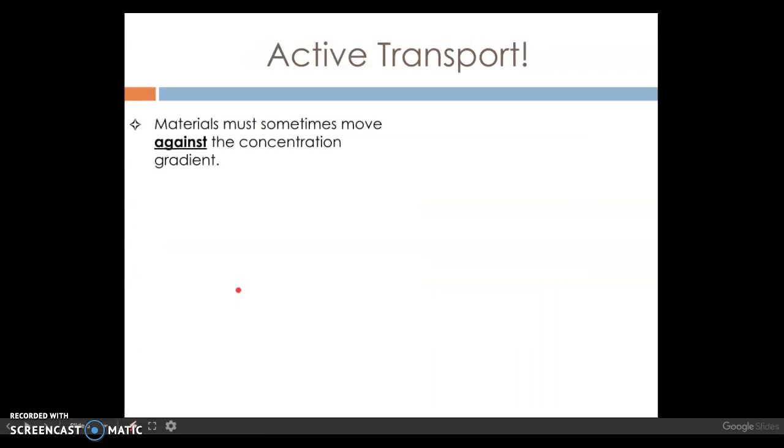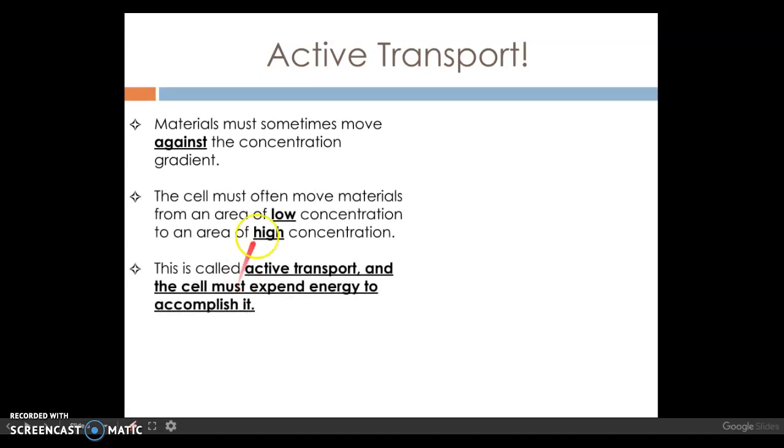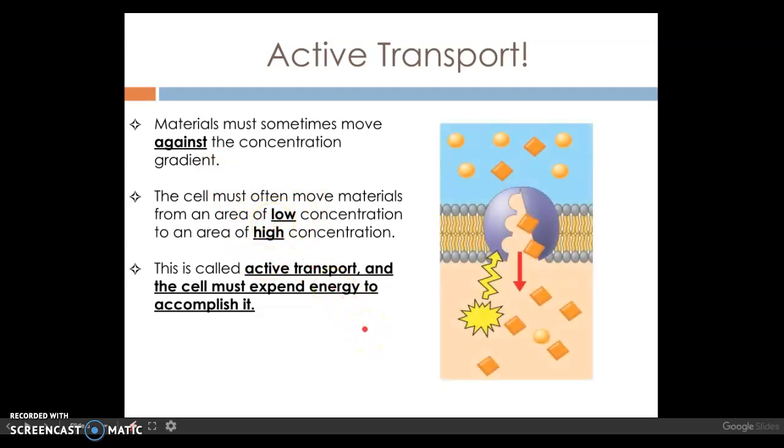Now we're getting to active transport. Sometimes molecules need to move against their concentration gradient. This means that instead of going from an area of high concentration to an area of low concentration, we're moving from a low to a high concentration. This is called active transport because the cell actually needs to use energy in order to accomplish it. This is not the natural way of things, okay? Things naturally go from a high to low concentration. In active transport, things will go from a low to high concentration.